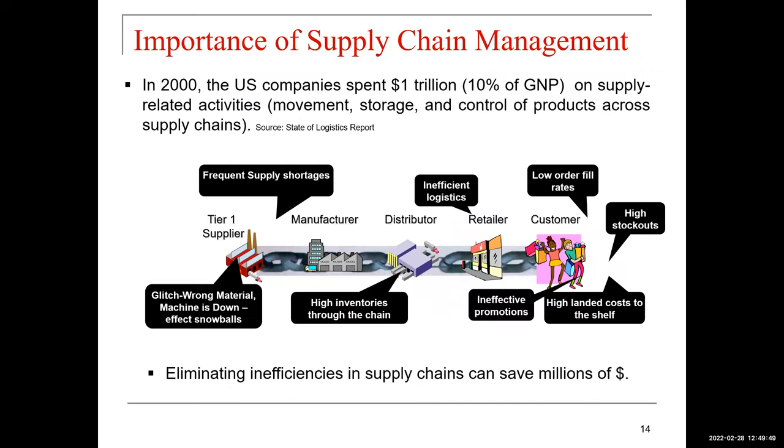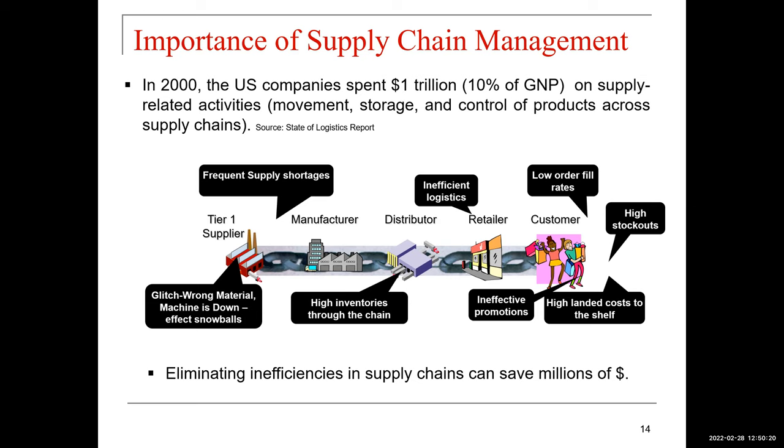What is the importance of supply chain management? In 2000, US companies spent $1 trillion, which is 10% of the gross domestic product, on supply-related activities, meaning movement, storage, and control of products across supply chains. So it's a lot of money, right? And this is 20 years ago. I think that right now we are at the same level, 10-11%. So it's a lot of money.